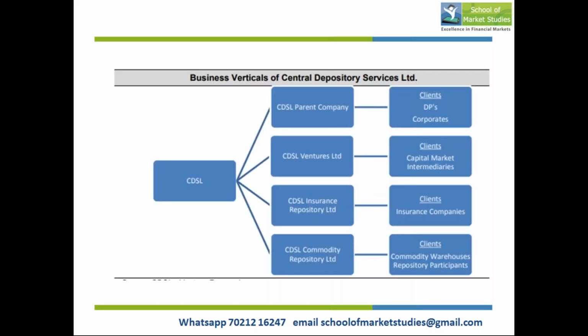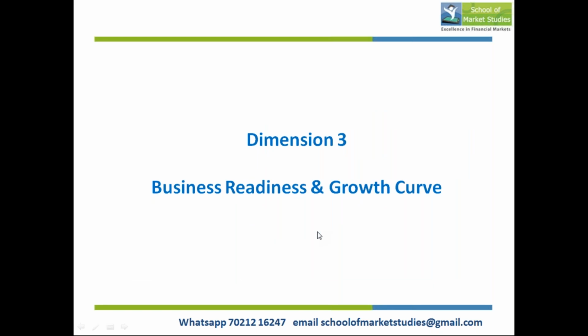Now let's come and see the business readiness and growth curve of this company. The company has four subsidiaries. The parent company does the DPs of clients and corporates. Then there is CDSL Ventures Limited, which is for the brokers and capital market intermediaries. Then it has CDSL Insurance Repository, and the commodity repository. These businesses are just slowly panning out.